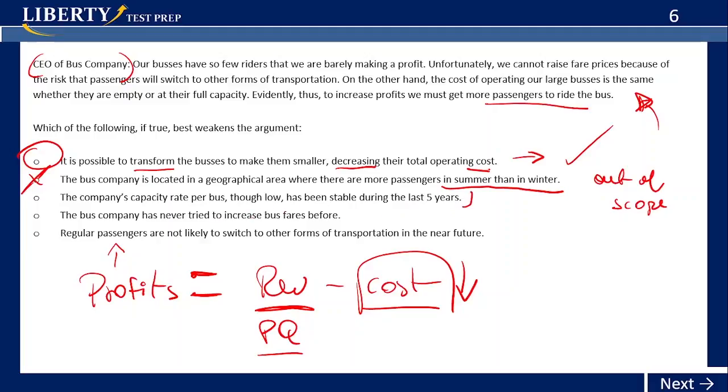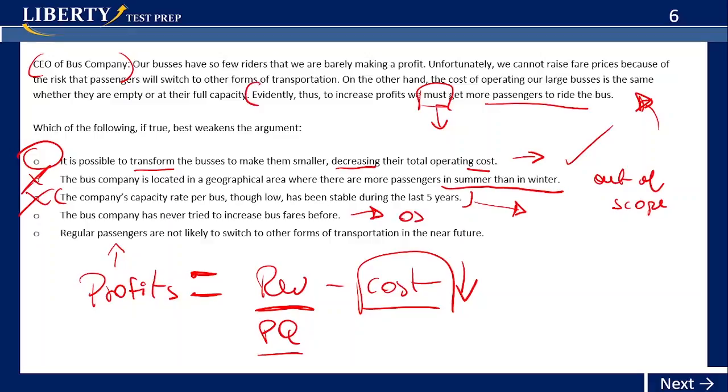Let us see, the company's capacity rate per bus, though low, has been stable during the last 5 years. Okay, that doesn't weaken the conclusion, right? Because we want to evaluate whether really we must get more passengers in order to increase our profits. This says nothing about the profits nor about the plan to increase the profits. So that's out. Letter D, the bus company has never tried to increase bus fares before. Okay, they've never tried it, but that's not the conclusion. That is out of scope also.